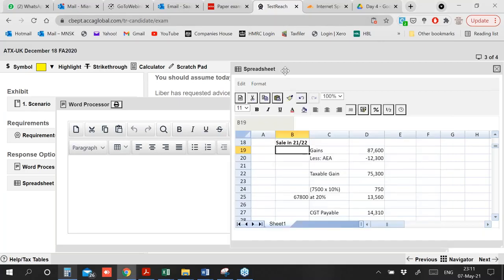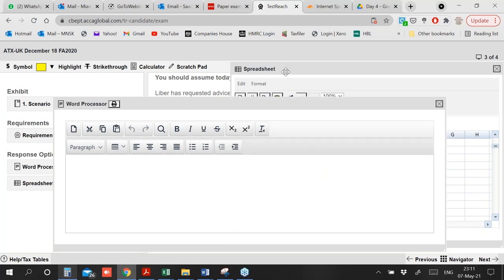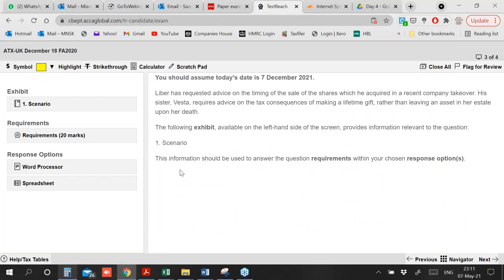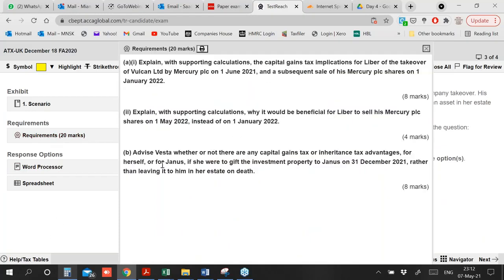Now, let's talk about the third part, in which she has asked me for advice for Vesta. In the requirement, I have to advise Vesta whether or not there are any CGT or IHT tax advantages, for herself or for Janus, if she were to gift the investment property to Janus. So I'll stop here.